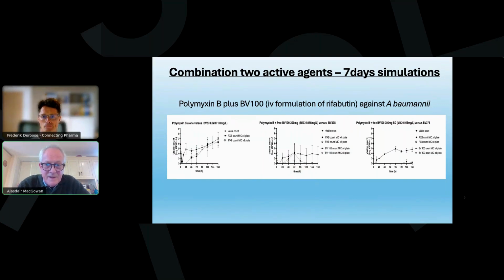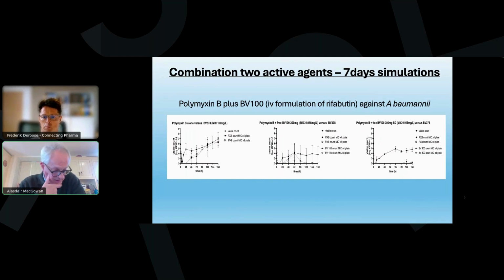It's basically an IV formulation of rifabutin, and you can see the polymyxin on its own on the far left, where you get kill, regrowth, and changes in the population profile. Well, when you add the rifabutin, you can suppress the emergence of resistance. You can also actually reduce the total bacterial count, but for the purposes of this, it's probably more relevant in terms of suppressing the emergence of resistance.